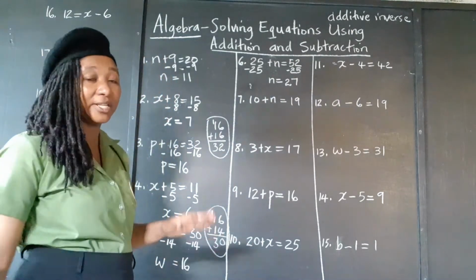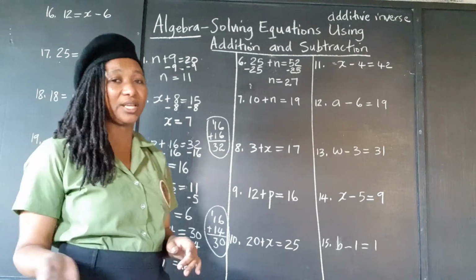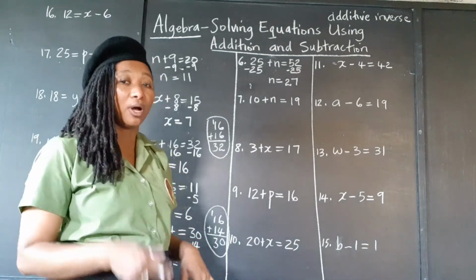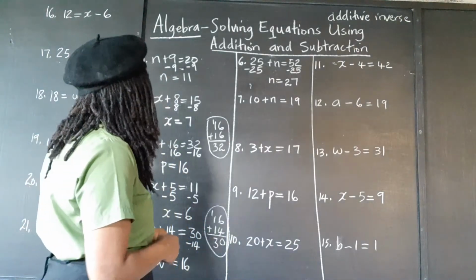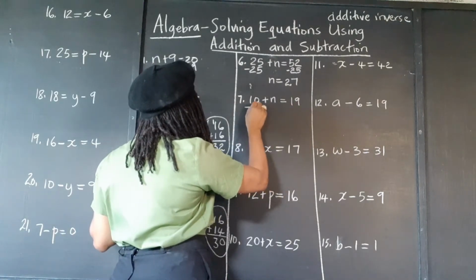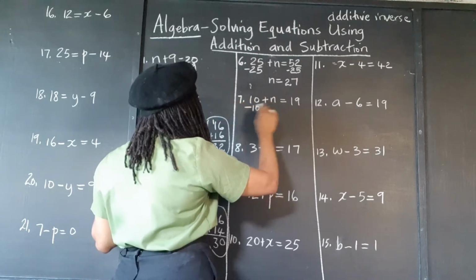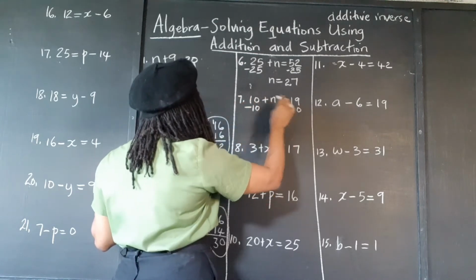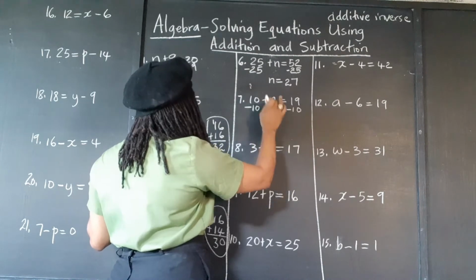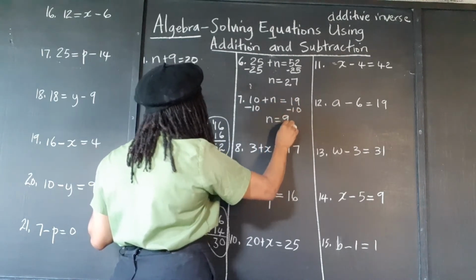Always double check. Once you have enough time at the end of your work, and you usually do have enough time, plug your answer back in and double check. Alright, so 10 plus which number gives 19? We're going to take 10. Since we're adding 10, we're going to do the inverse and take 10 from both sides. That gives 0. So n is equal to 19 minus 10, which is 9.